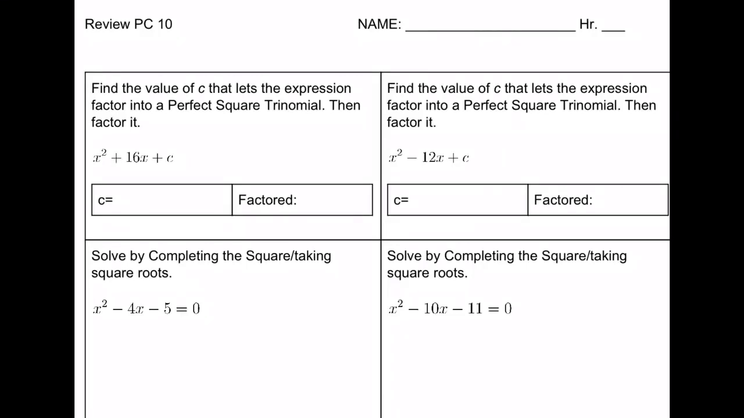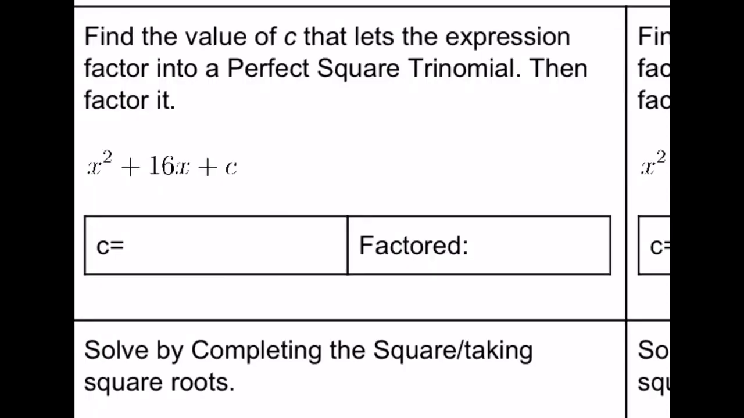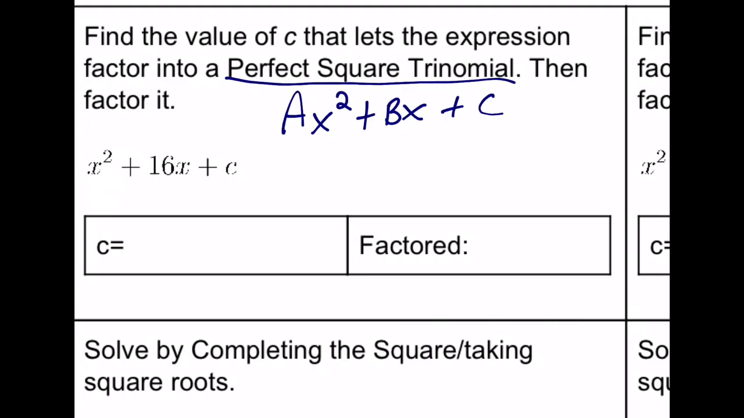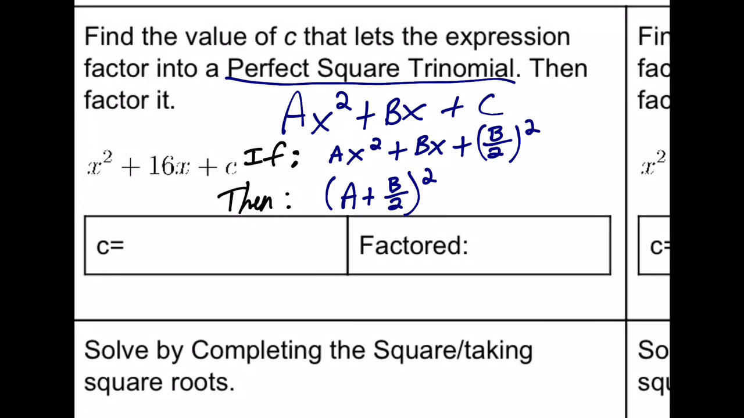This is a review for PC 10. It's all about perfect square trinomials. These are a type of quadratic, so we start with the general form ax squared plus bx plus c. And if these conditions are true, that our c value is equal to b divided by 2 squared, it's called a perfect square trinomial. And the whole thing can be condensed into x plus b over 2 squared. That's the general formula. Let me show you for this specific example.